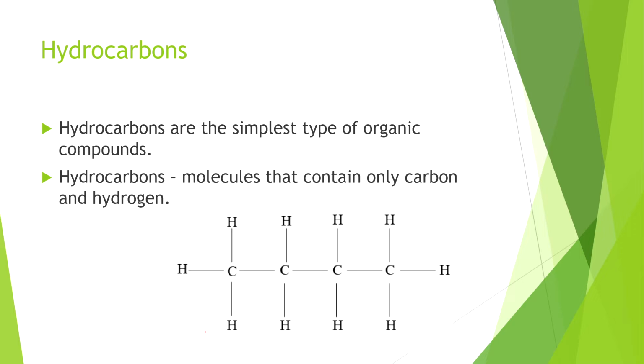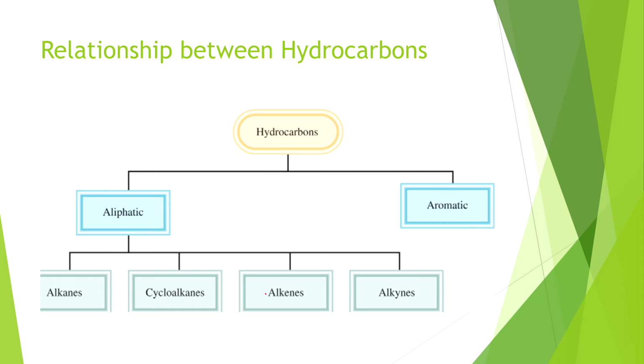Hydrocarbons. Hydrocarbons are the simplest type of organic compounds. Hydrocarbons are molecules that contain only carbon and hydrogen. This is one of the hydrocarbons, and today we're going to be learning how to name this hydrocarbon. Before that, we have to preface this by explaining the relationship between hydrocarbons. Here we see a tree that shows all the types of hydrocarbons classified. Today we're going to be focusing on the type of hydrocarbons called alkanes.